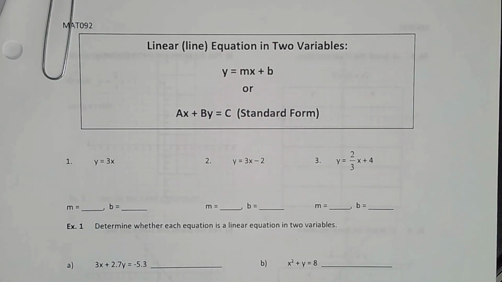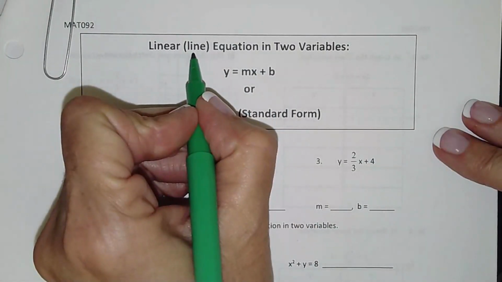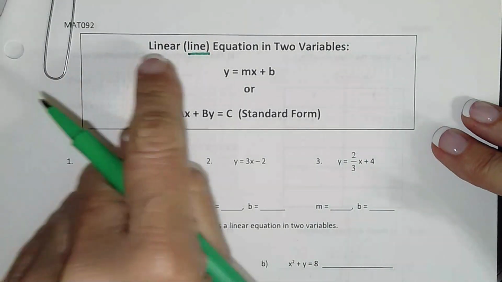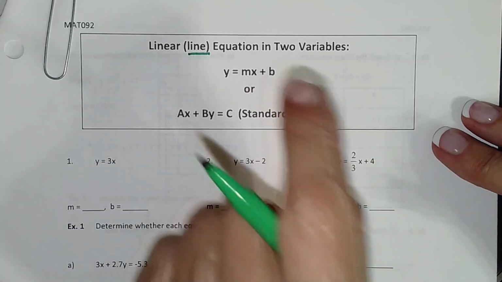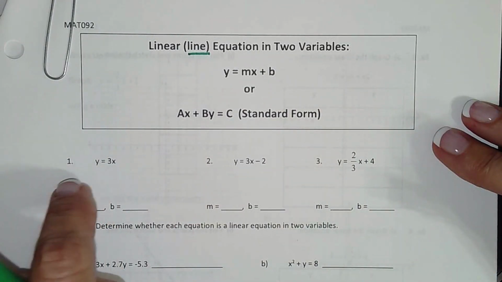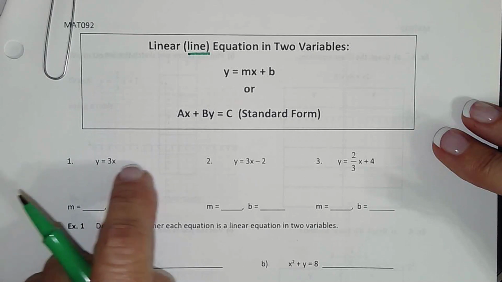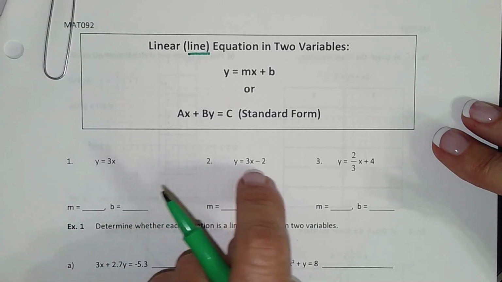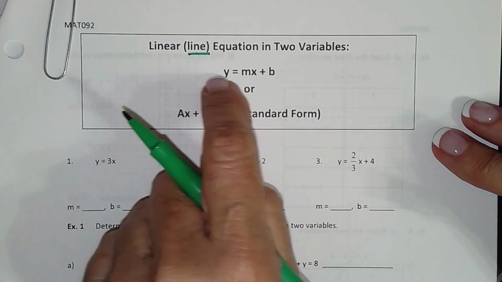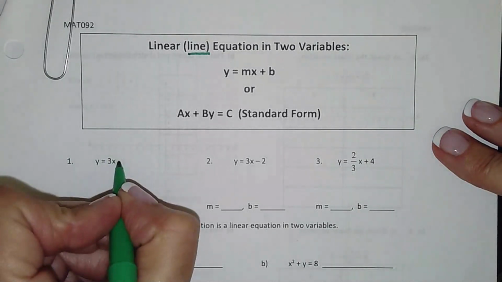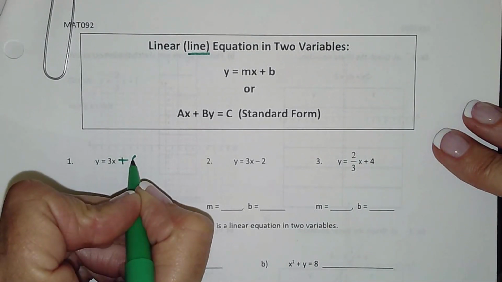So anytime an equation can be written in the form y equals mx plus b, that means it's going to graph as a line, and it's called a linear equation. So every equation that looks like y equals mx plus b, y equals 3x plus 0, y equals 3x minus 2, y equals 2/3 x plus 4, they're all in this form. Like this one, you have to add a 0, of course.